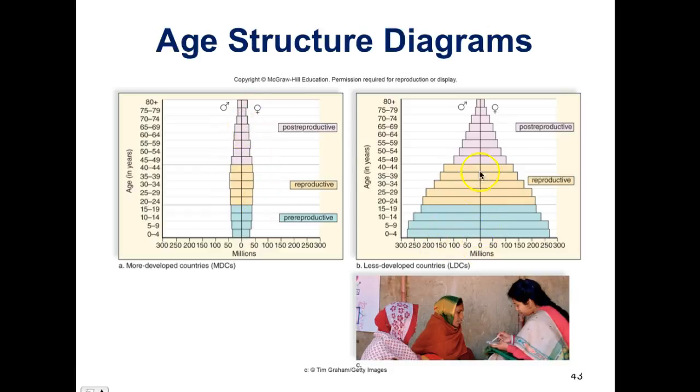Here you could see a growing population. Look at the amount of youth and the amount of reproduction, especially females during the reproductive years. So that would be increased population. This would be a stable or possibly declining population.